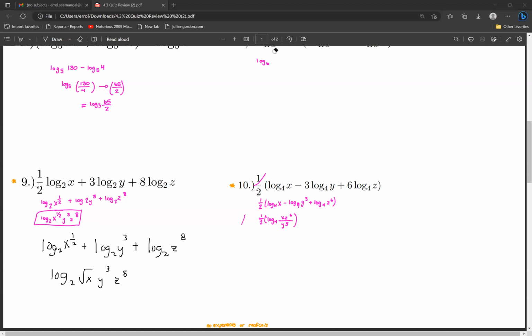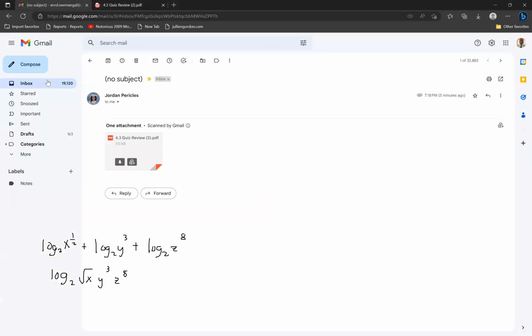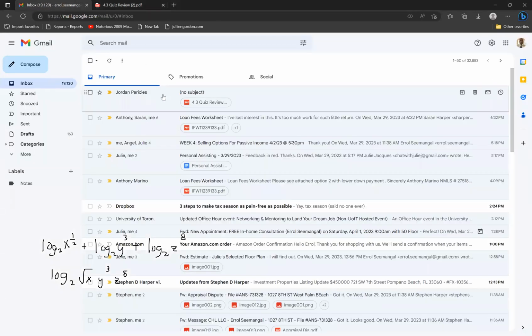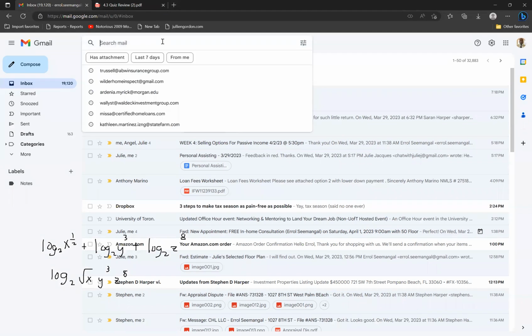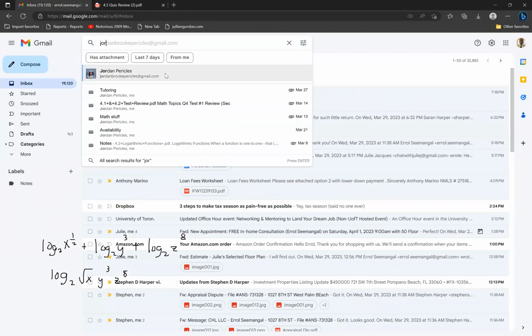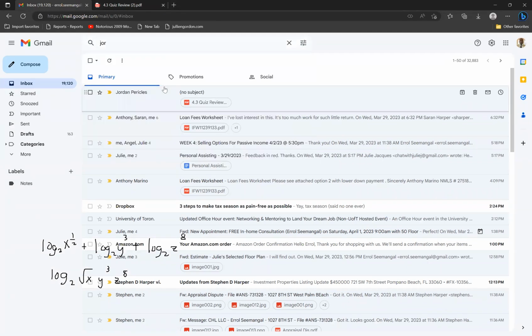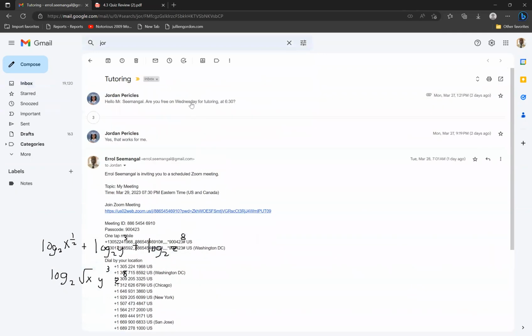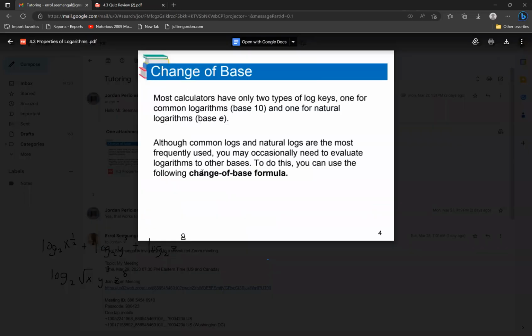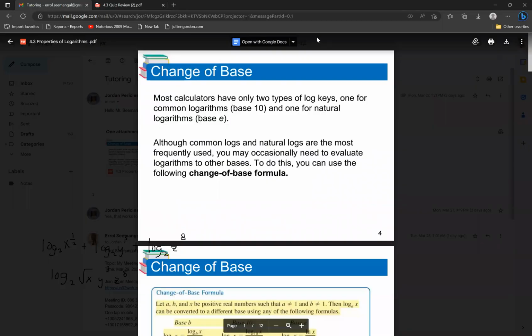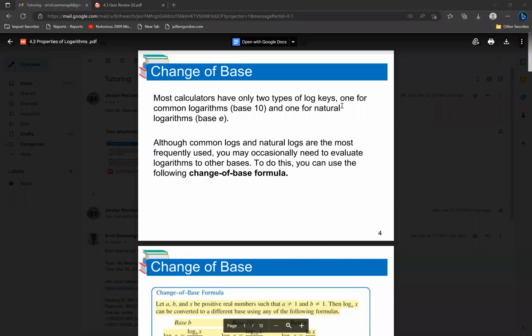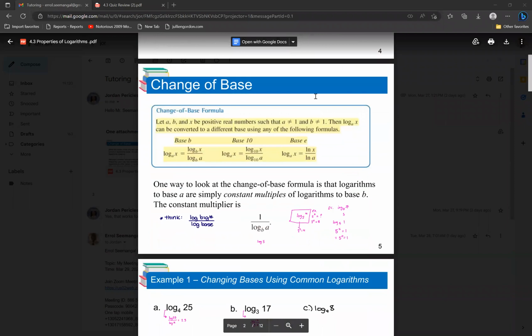Actually, let me pull up that other sheet you sent me. I'm gonna show you what I'm talking about. March 27th. It's this one right here, properties of log. Let me share this one right here. So that question that we just did is this rule right here.